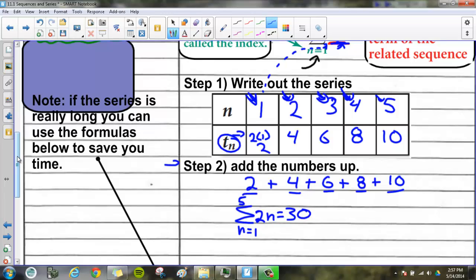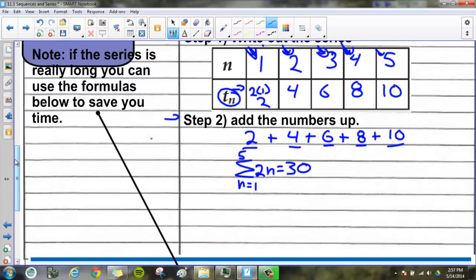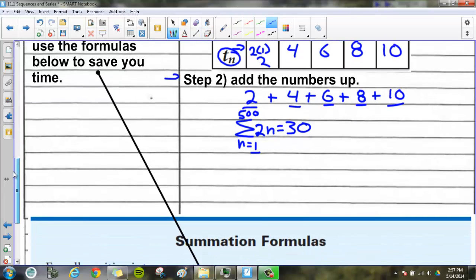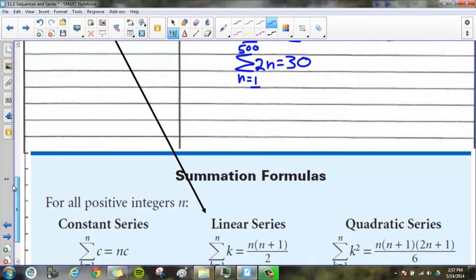That's what it equals. Now, here's the thing though. What if it was a summation notation from 1 to 500? Holy cow, that would be a pain to figure out because we'd have 2 plus 4 plus 6 plus 8 plus 10 plus 12 plus 14, boom, boom, boom. 500 of these terms. That would take forever. Well, what's nice is mathematicians found a shortcut for doing that.